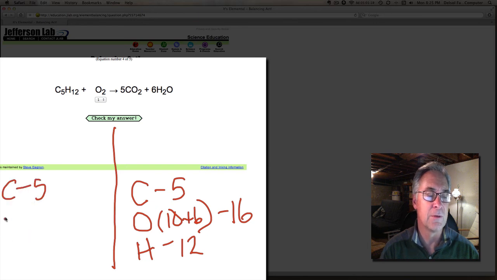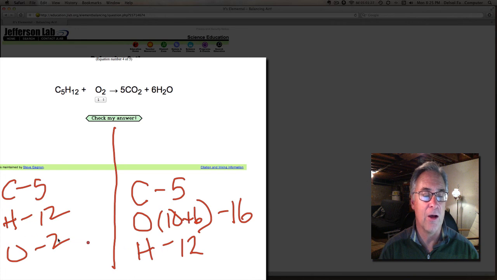So let's quickly recap what we have over here. 5 carbons, 12 hydrogens, and oxygen we have 2. We really have a big discrepancy here on the oxygens, because we have 5 and 5 carbons, that's good. For hydrogen, we have 12 and 12. And then we have some oxygen. We have only 2 over here on the reactant side, and on the product side, we have 16.